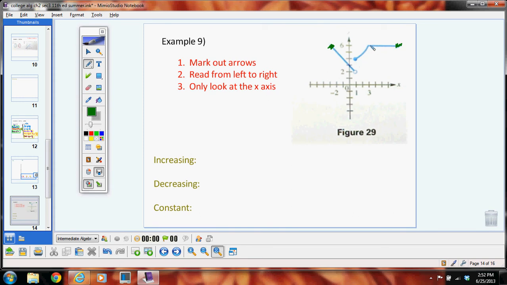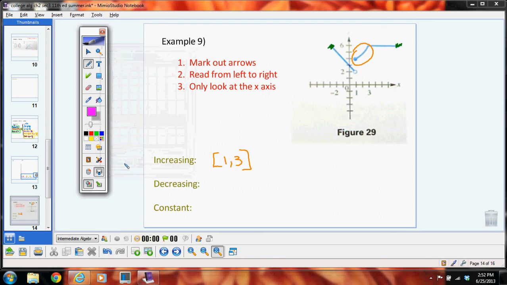So let me get a different color. Increasing is this piece, okay? Now because of the closed dot, I put a bracket at 1 because it touches 1, comma, I go to 3, and I actually touch 3, so I have a bracket there.